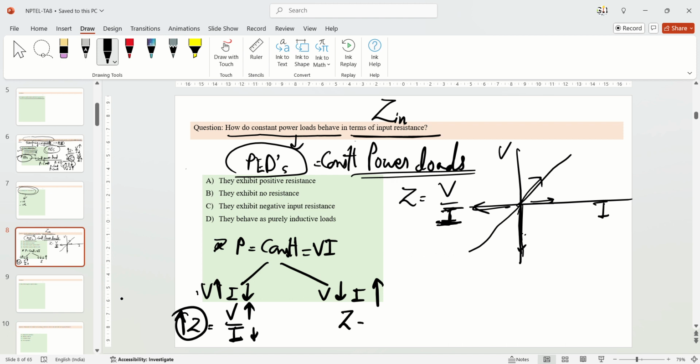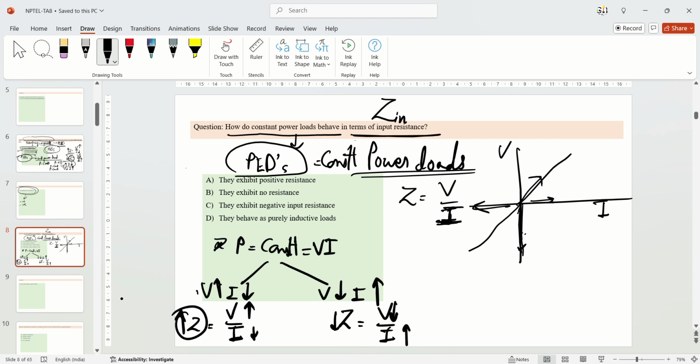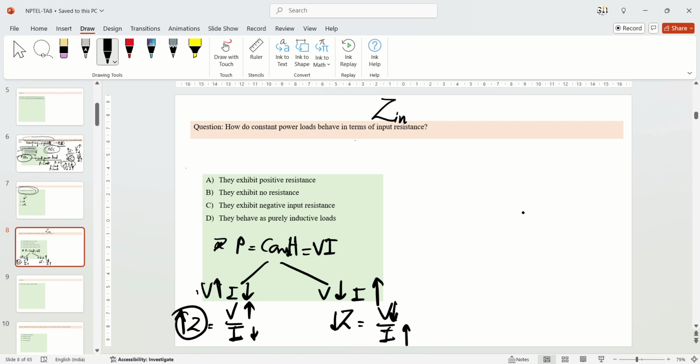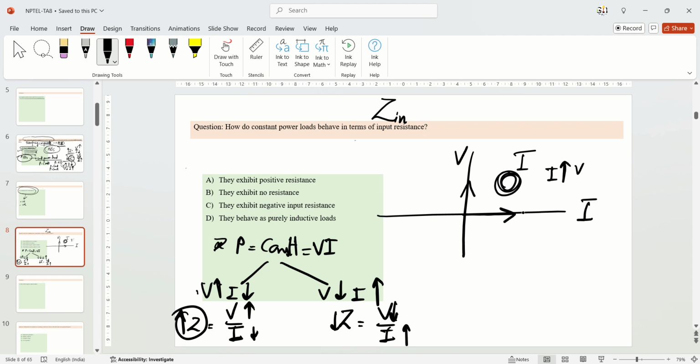If you are increasing the voltage, the current will dip, so Z will increase. If V by I is increasing, Z will go up; if we are decreasing V, the current rises and Z will drop down. From this, let me remove this and draw it again. Considering this axis as the V by I ratio, suppose you are in the first quadrant. It will depict that if you are increasing the current, the voltage will increase.